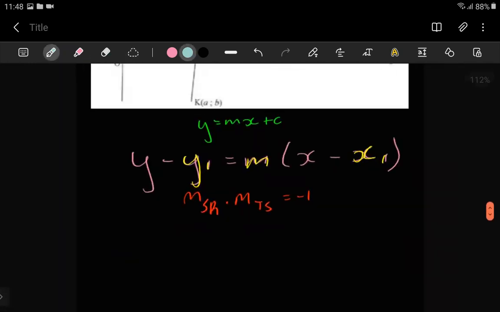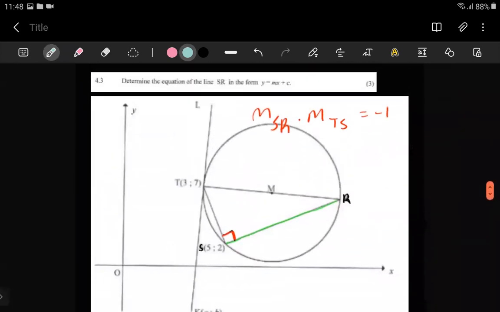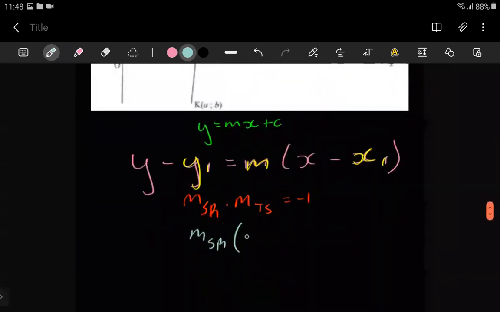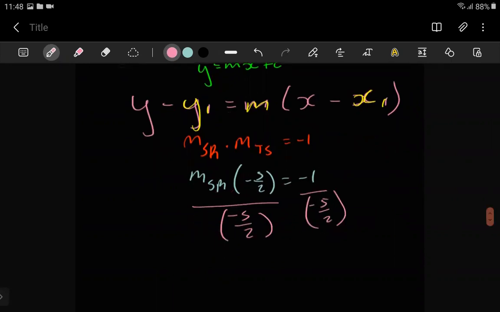So anyways, the gradient of SR, we will get it using this formula. The gradient of TS, we got as negative 5/2. So if you divide by negative 5/2 on both sides, what are you going to have? This cancels that, and MSR is equal to 2/5. 2/5. Yeah.